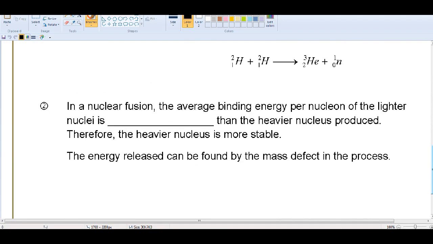So this is what we call nuclear fusion. And in nuclear fusion, again, the average binding energy per nucleon of the lighter nuclei is, again, lower.